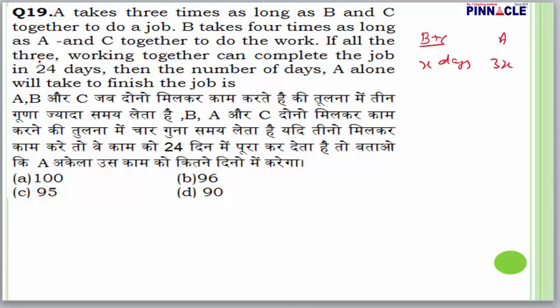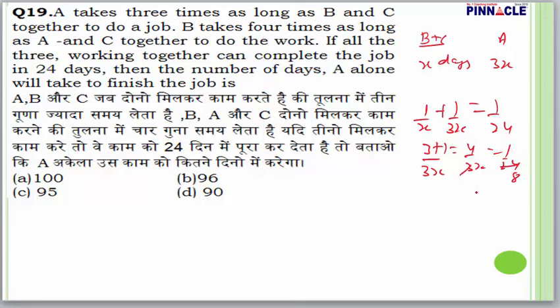B takes 4 times as long as A and C together do the work. If all 3 working together can complete the job in 24 days, it means 1 by x plus 1 by 3x, that is ABC, would be equal to 1 by 24, because they are doing 1 by 24th part in one day. Taking 3x as LCM, 3 plus 1, that is 4, over 3x is equal to 1 by 24. In other words, x is equal to 32. If x is 32, then A would be 3x, that is 96. The question is, A alone will take how long to finish the job. The answer would be 96. Answer is B.